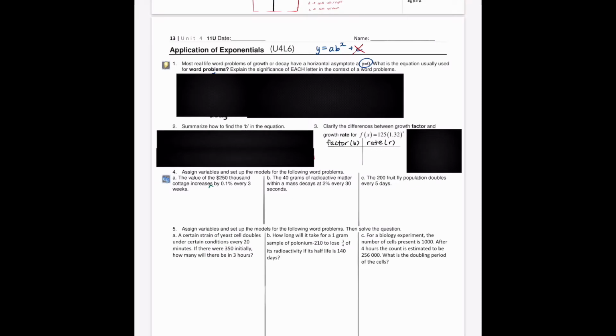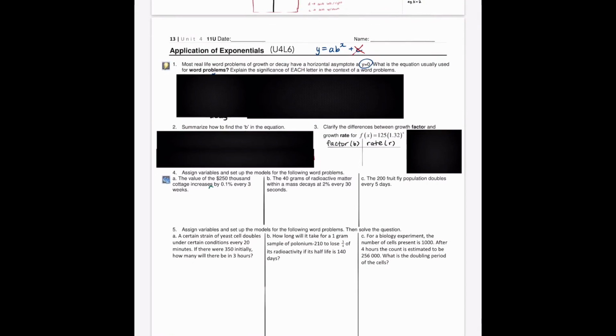So moving on to our lesson itself, what we're noticing is that we're going to be dealing with real-life word problems where the horizontal asymptote is equal to y equals 0. And so that's why we dismiss the c, because c is just equal to 0, so we don't have to write it anymore, right? For these kind of word problems.